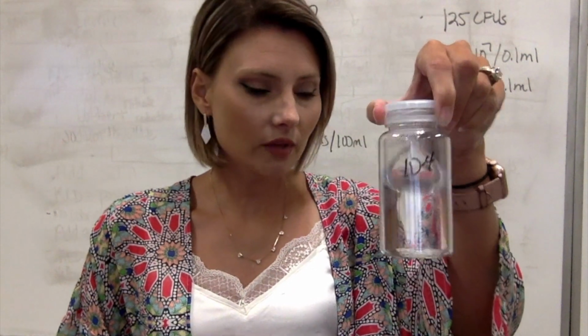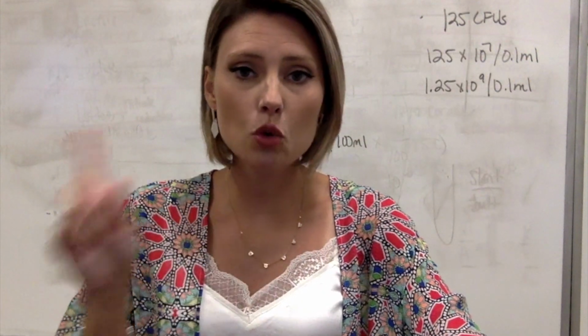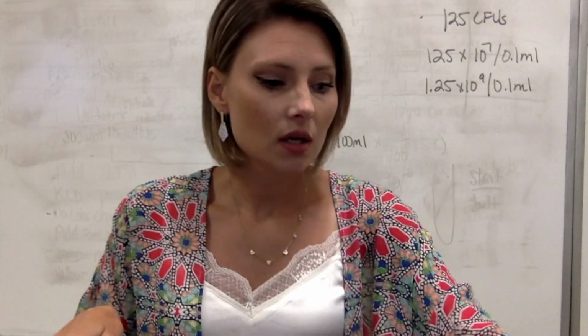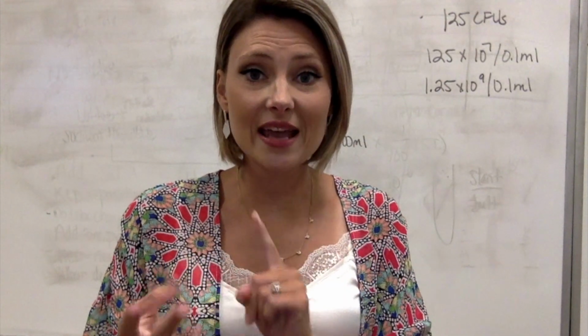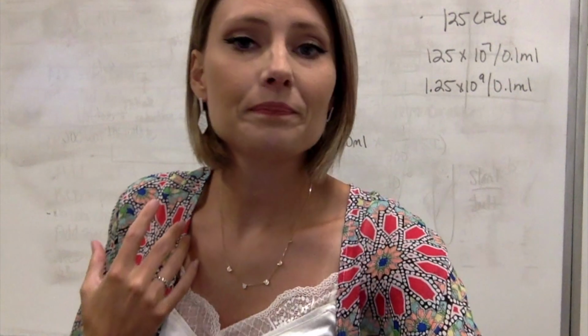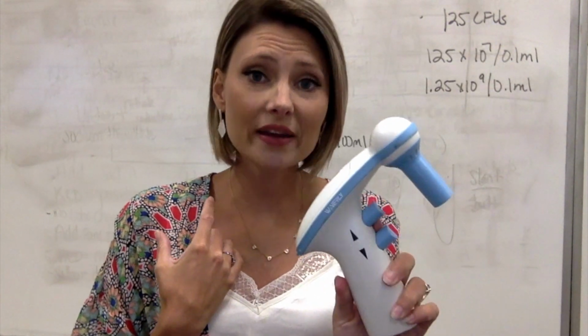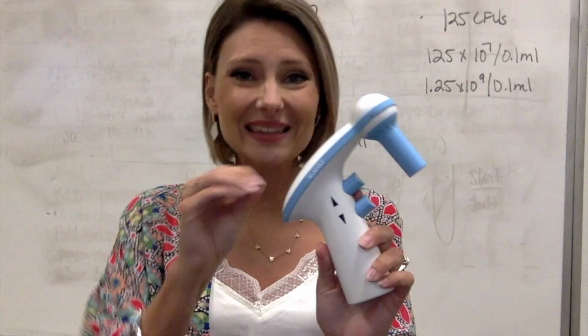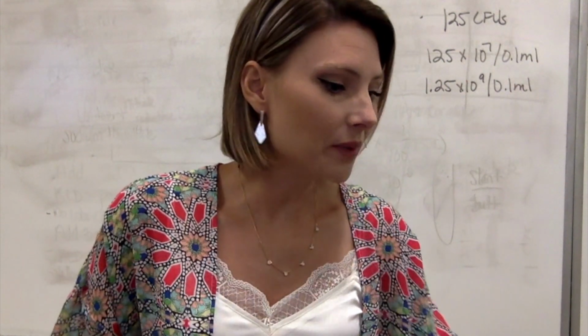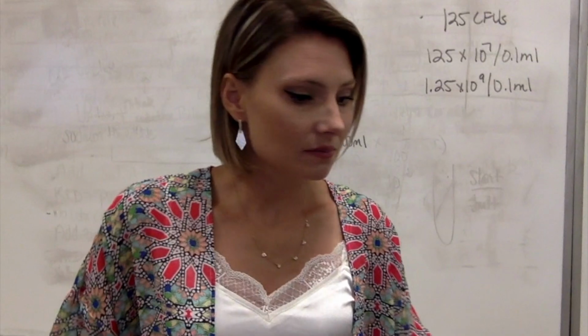Okay, my dilution blanks, I have my 10 to the negative 2 all the way to my 10 to the negative 10. Okay, 10 to the negative 2, 4, 6, 8, and 10. Those are the 5 that I have in front of me. And I've got my pipetter, because that's what you're going to use to inoculate these, because you're pipetting in liquid. So I'm going to use my pipetter and then my pipettes.